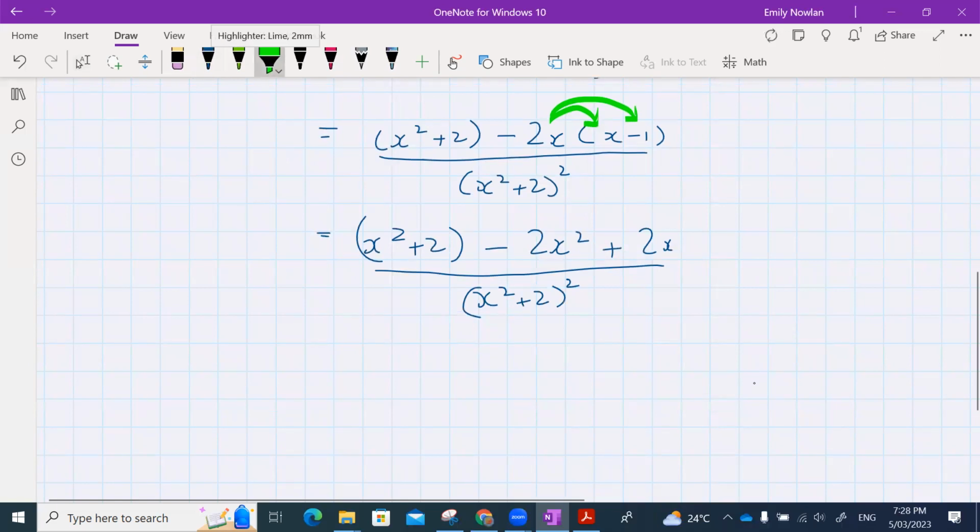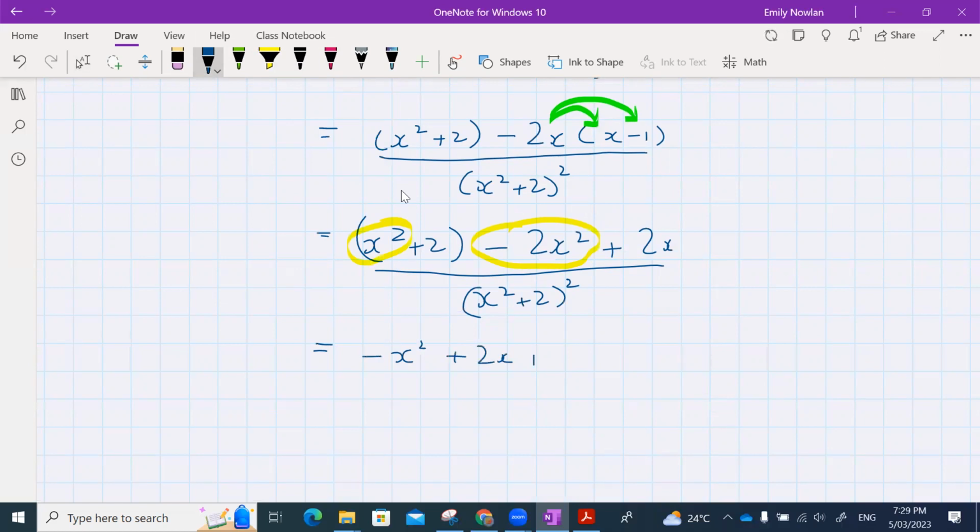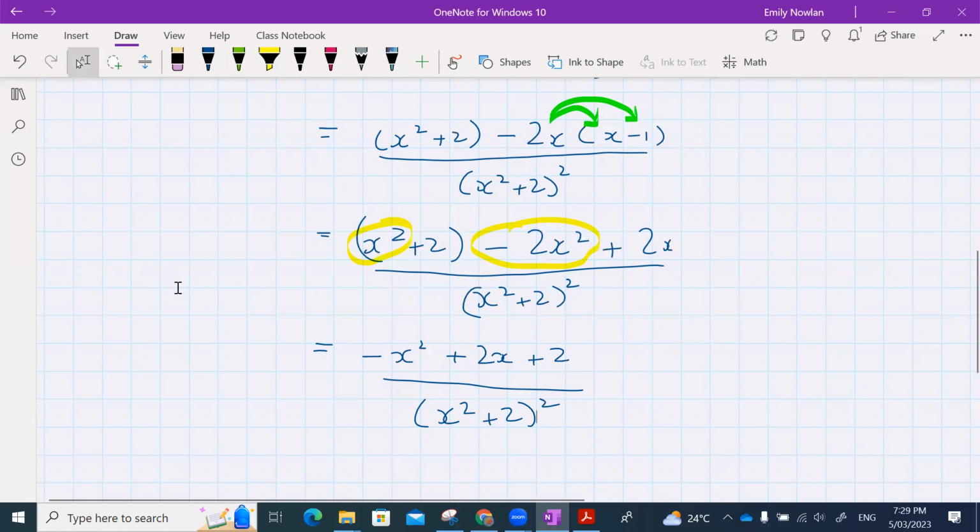So what can go together? Well, the x squared is like terms with the minus 2x squared, and there's nothing else there that can go together. So x squared minus 2x squared is minus x squared, plus the 2x plus the 2, all over x squared plus 2, all squared. Now that's the end. It could possibly be written in a different order at the top, but that's the end.